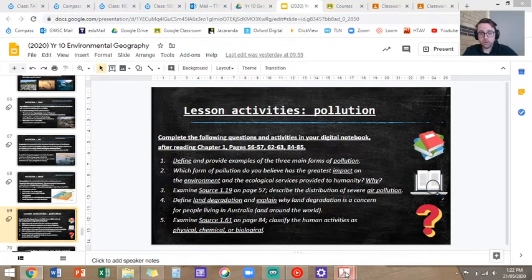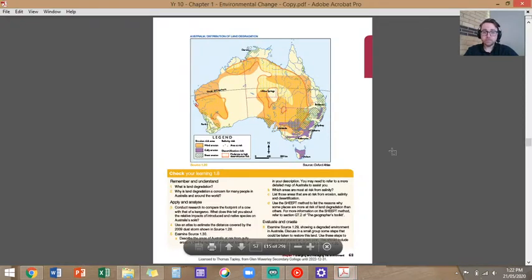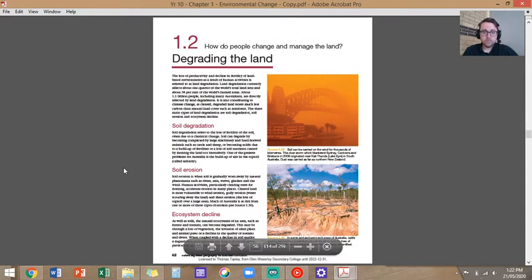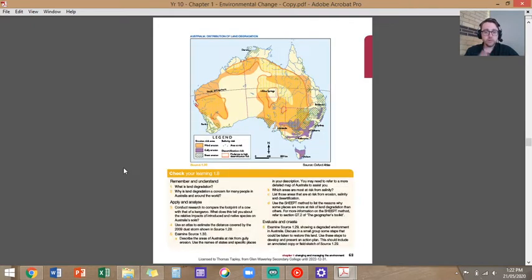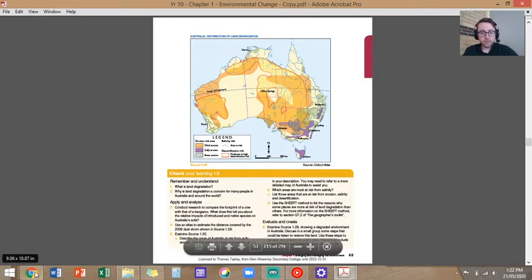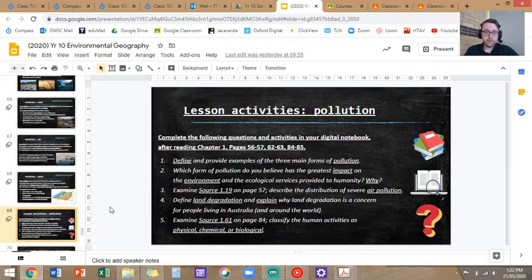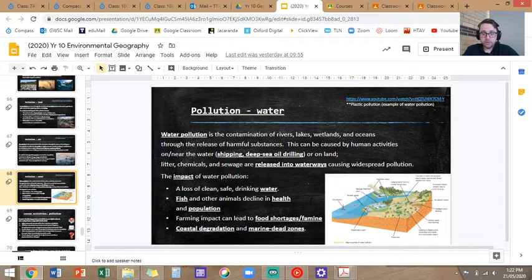And if you go back to those pages, you can see that question 4 on page 63, they focus on Australia in this little chapter here. So you don't have to do any external research. All the information for that question is in this specific chapter. And then finally, question 5, examine source 1.61, which is actually this one here. If you don't want to go to the textbook, you can use this from the slides.